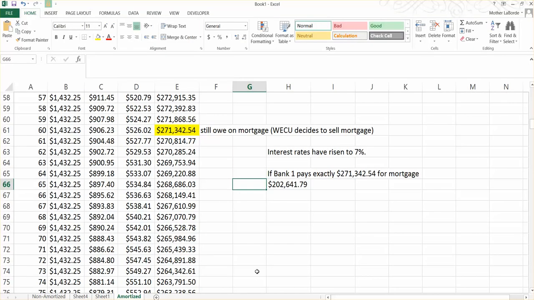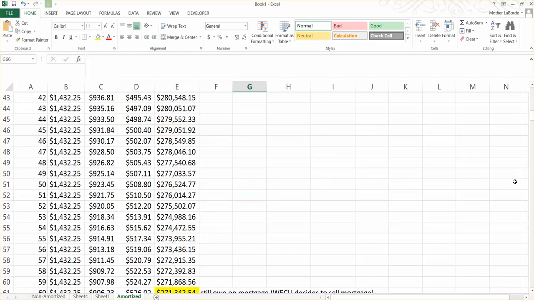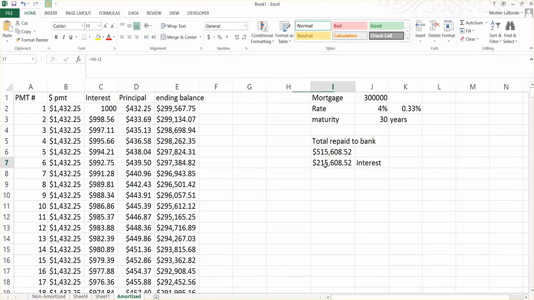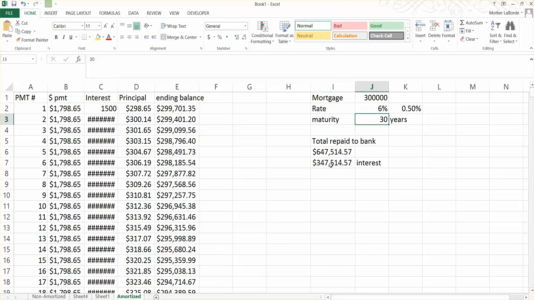For the sake of demonstration, I'm going to pop up here. Let me just check and make sure all my numbers will change. If this had been 6%, look how much interest I would have paid versus the 4%.